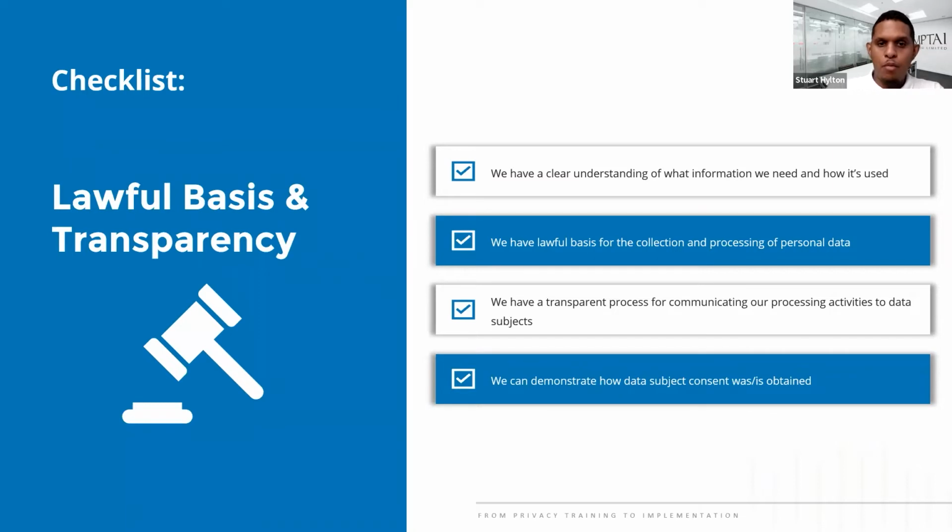Number 3, we have a transparent process for communicating our processing activities to data subjects. And for all the persons who have done the training, which I know you remember, that is part of your privacy notice. The internal document is our privacy policy, and the document that faces our data subjects and even our employees will be that privacy notice to provide a transparent means of communicating what we use the data for and what the data subject should expect of us.